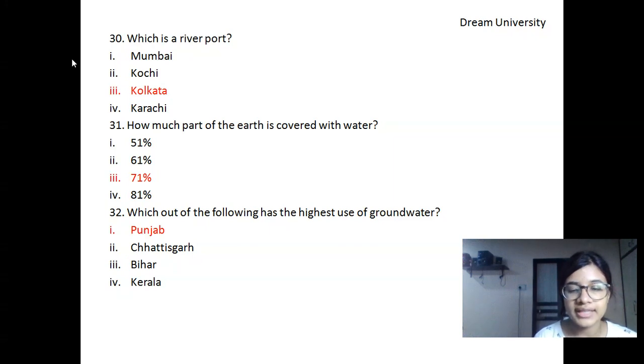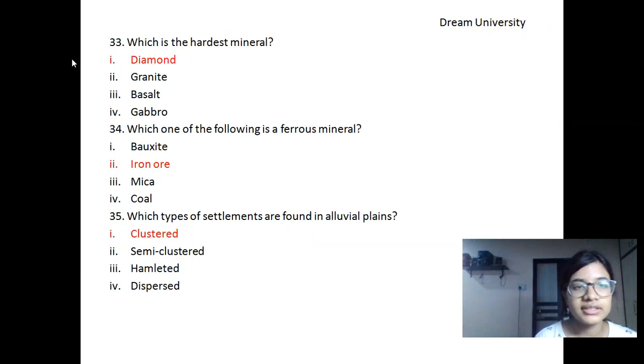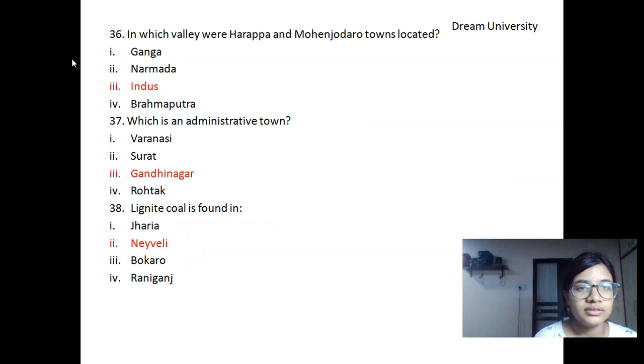Then which of the following has the highest use of groundwater? Punjab, because it is agriculturally a very rich state. Hardest mineral is diamond, as we all know. Then ferrous mineral, iron ore. Ferrous means iron, so obviously it is going to be iron ore. Then which type of settlements are found in alluvial plains? It is going to be cluster. Then Harappa and Mohenjo-daro, of course, Indus. We all know that. In administrative town, we know that state capitals are usually the administrative towns. So in this context, it is obvious that Gandhinagar would be an administrative town. Then lignite coal is found in Neyveli.